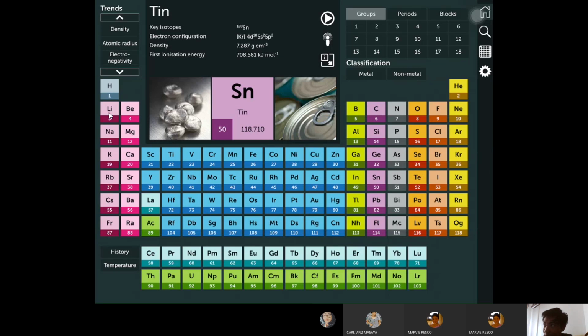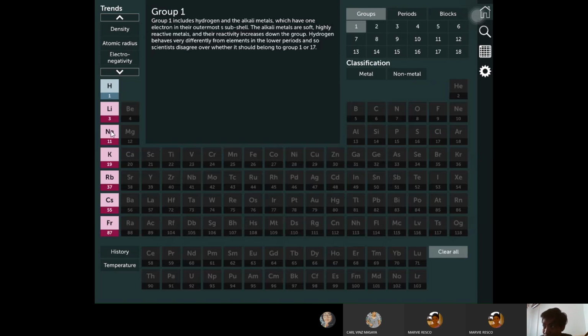Siyempre, starting sa left, ito yung group 1. 'Di ba si sodium and lithium, isang valence electron. Ibig sabihin lang nun, group 1 siya. Ayan, tignan niyo. Ito yung lithium, ito yung sodium. So that means kapag group 1 yan, 1 yung valence electron niya. So, ibig sabihin ito ay 1 valence electron, 1 valence electron, 1 valence electron, so on and so forth. So lahat sila isang valence electron.